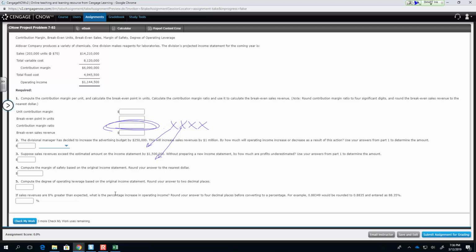But to get the million, I had to spend how much? What does problem 2 say? Increased advertising budget, by how much, Melissa? 250,000. Yeah. So my margin went up, but my fixed costs went up also by 250. That's what you need to consider when we come up with the change in income for question 2. That makes sense?